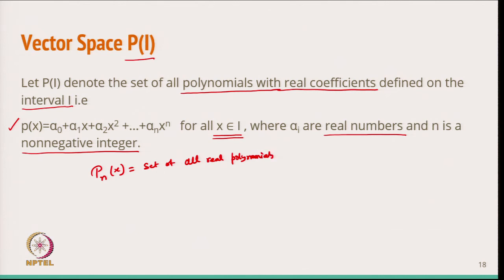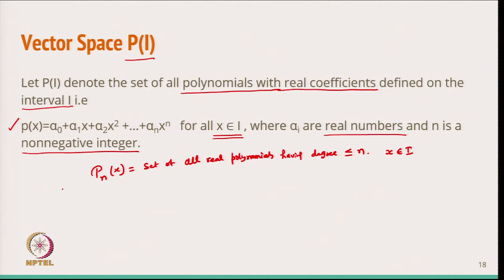Real polynomials means the coefficients are real, the set of all the polynomials having degree less than or equal to n. In this case we have a degree n, and here I am defining P_n(x), a set of all the polynomials whose degree is always less than or equal to n, and the x we take belongs to some interval I. So, this is the set I have taken.